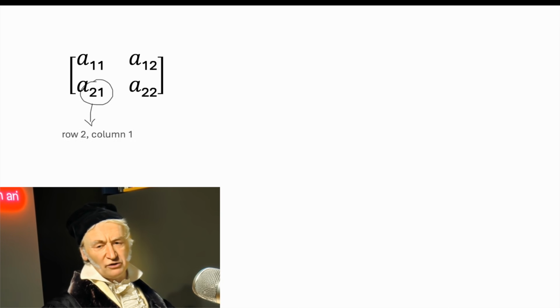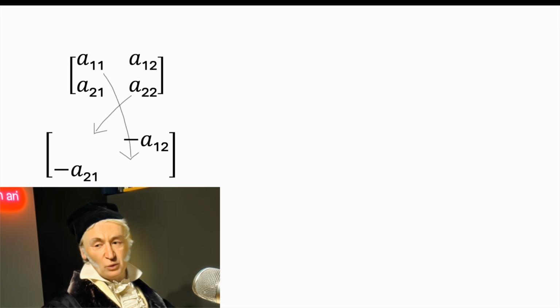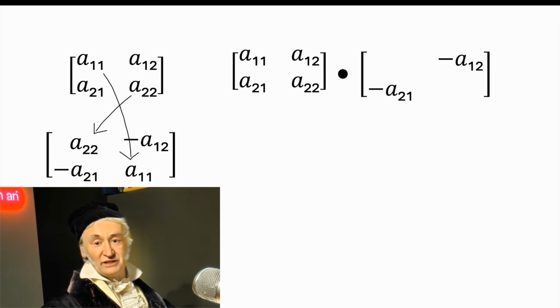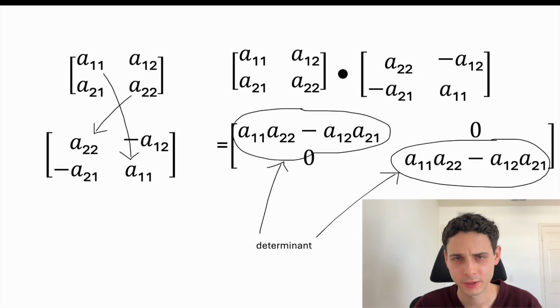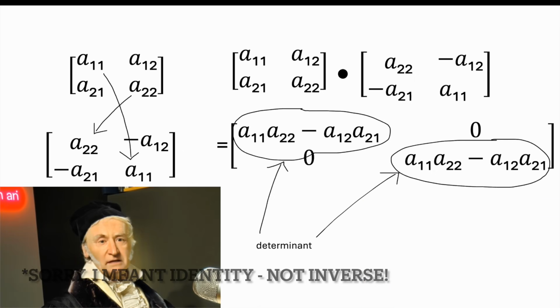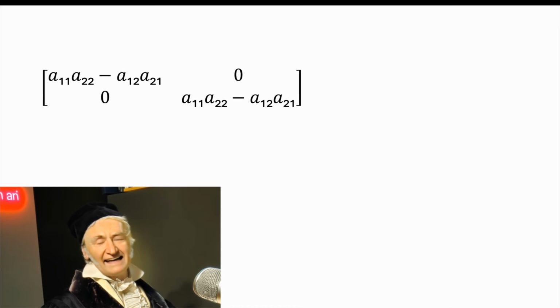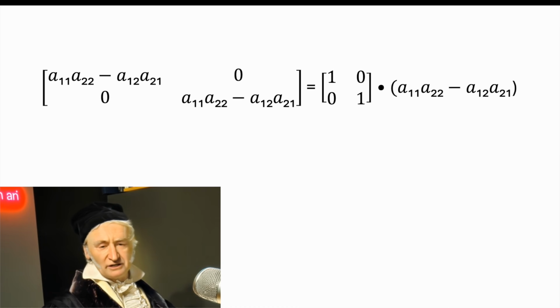Dr. Gauss, please go over the determinant and transpose of a matrix. I shall demonstrate. Consider this matrix. Here, for example, a_21 means row 2, column 1. If we rearrange the elements like this, observe what happens when we multiply these together. It is all zeros, except it has this expression on the diagonal. Right, it's like an identity matrix, but instead of ones, it has this. Yes, so we can say it is the identity matrix times this expression. This expression is called the determinant. We can write the inverse as such.